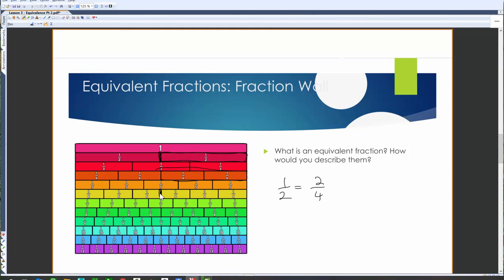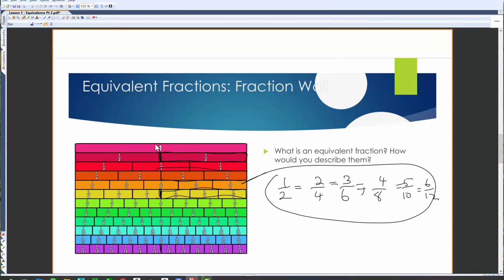What else would it be equal to? Here we go. That's the same size as a half. That's 3/6. 4/8. Have we got any others? 5/10. And 6/12. They're all equivalent fractions, okay? And that's because they make the same fraction, okay? They will produce a fraction of exactly the same size, that a half is the same as 2/4.